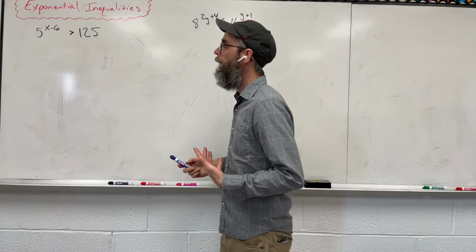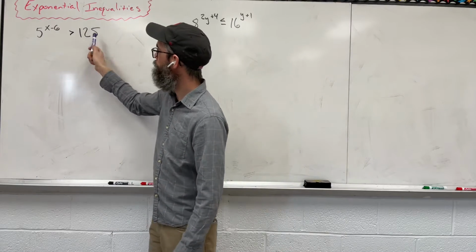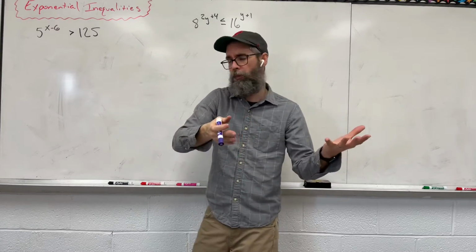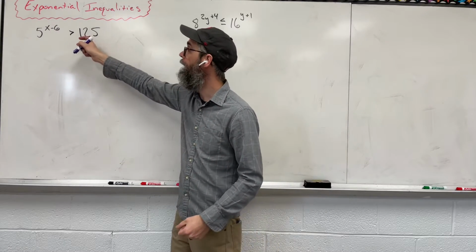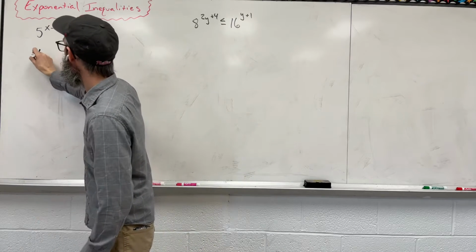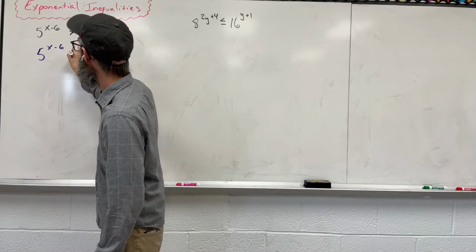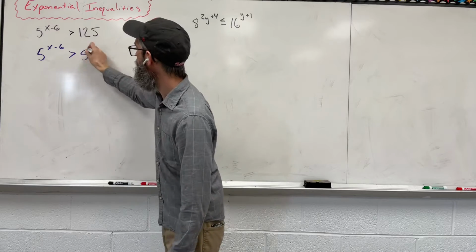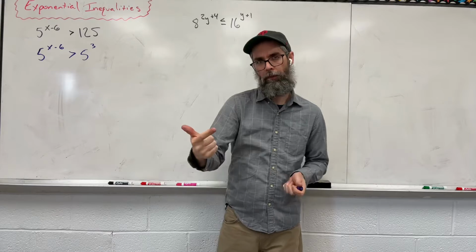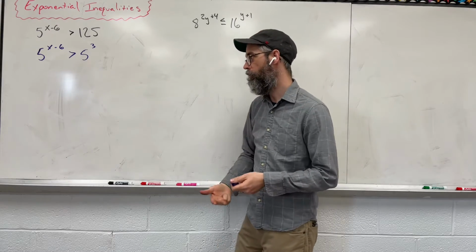So I want to see, can I rewrite 125 in another way? Can I write it as a number raised to an exponent? And more specifically, can I rewrite it as 5 being raised to an exponent? And I can. So I could say 5^(x-6) greater than 5 to the third power. So 5 to the third power, 5 times 5 is 25, 25 times 5 gives us 125.